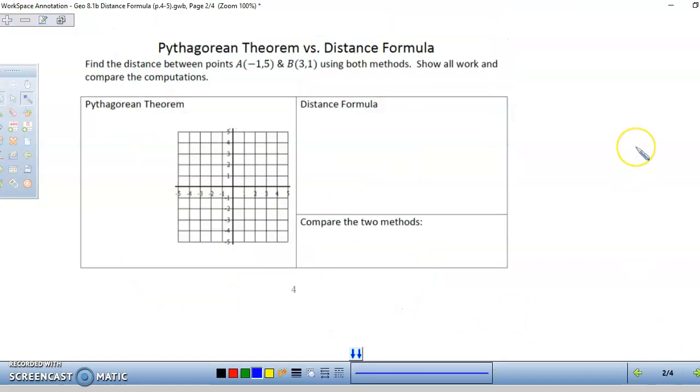Okay, next part. So now we're going to do an example where we compare the two methods. Okay, so first thing we're going to do is find the distance between the points. We're going to plot the points. So negative 1, 5 is A, and then 3, 1 is B. So we're going to find this distance. Try and draw a straight line. Find that distance, and we're going to do that with the Pythagorean theorem and then with the distance formula.